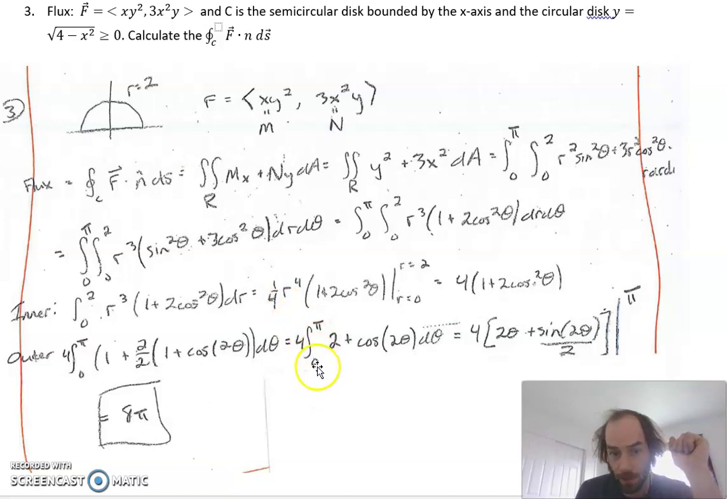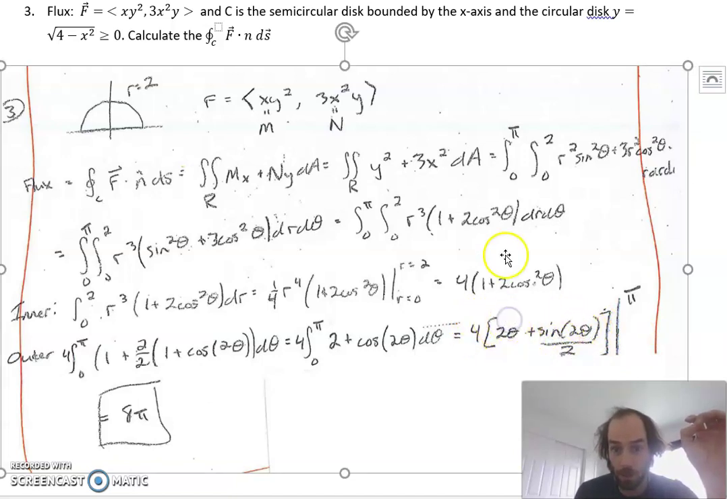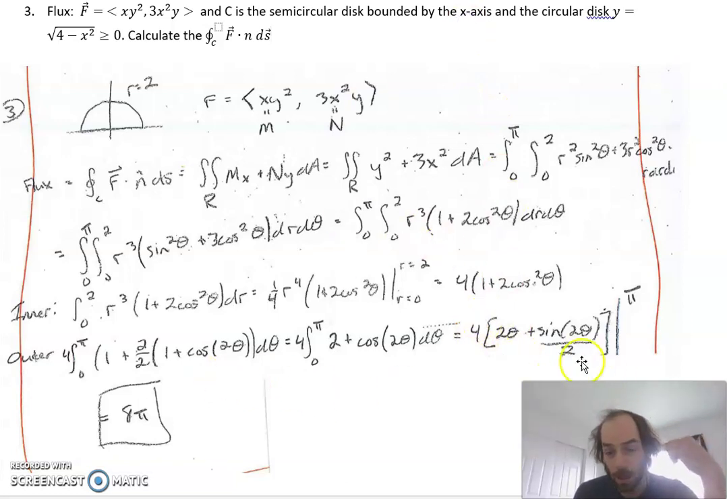I'm going to integrate that from 0 to pi. That gives me 2 theta plus sine 2 theta over 2, evaluated from 0 to pi. Once again, the sine terms cancel out, because if I put pi in for theta, I get 2 pi, which goes to 0, and the sine at 0 is also 0. So this term goes away. I get 4 times 2 times theta, evaluated from 0 to pi, which gives me 8 pi.